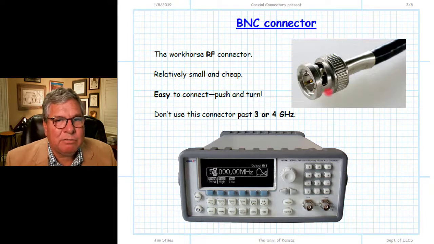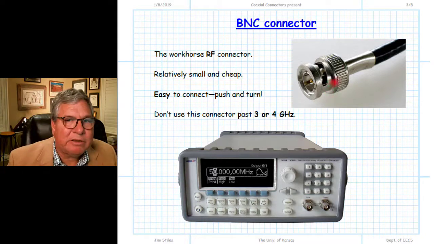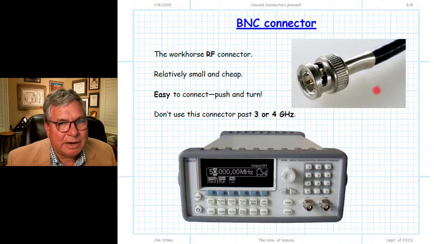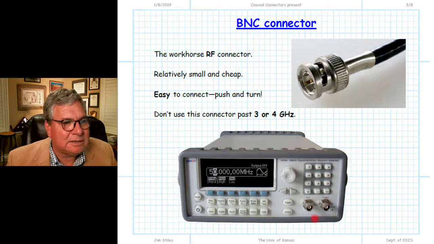The SMA had threads on there, and you literally have to turn it. You could use an SMA wrench to actually connect it to the devices, although be careful and don't over torque, or otherwise you'll destroy the connector. BNC, on the other hand, is just push and turn. If you're familiar with the BNC connector in labs, a lot of equipment has BNC connections, so you just push and turn and it connects, and it's easy to get coax on and off.